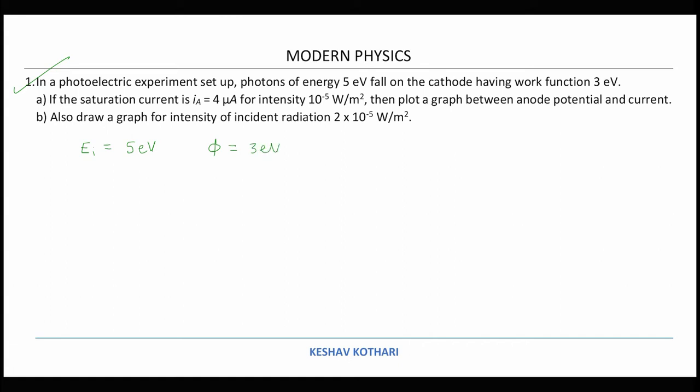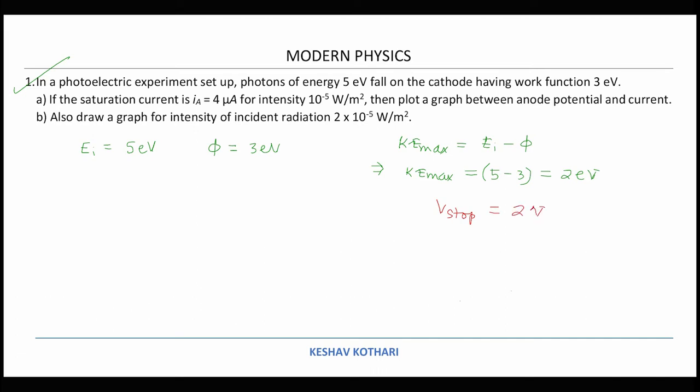So if we calculate the value of the maximum kinetic energy of the emitted photoelectrons, I can say that the maximum kinetic energy is equal to incident energy minus work function phi. If we do this, we obtain that the maximum kinetic energy of the photoelectrons emitted is equal to 5 minus 3, that is equal to 2 electron volt. So from here we can also calculate the value of stopping potential. The value of stopping potential is going to be 2 volt.